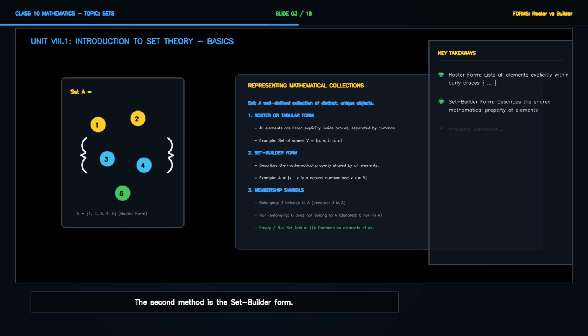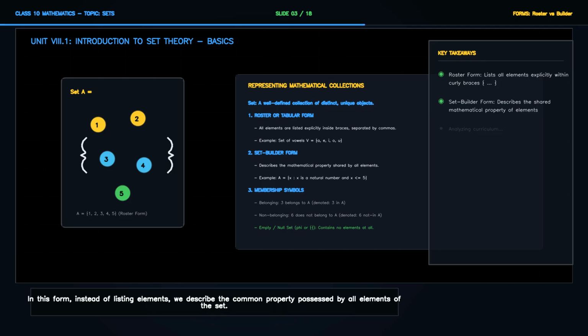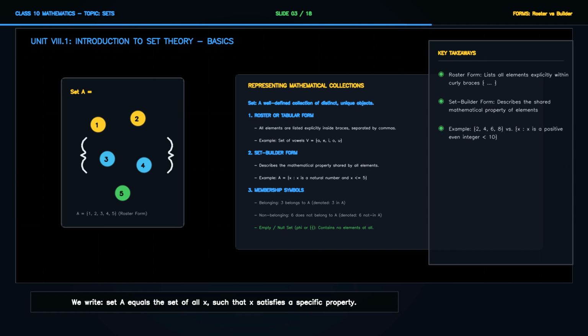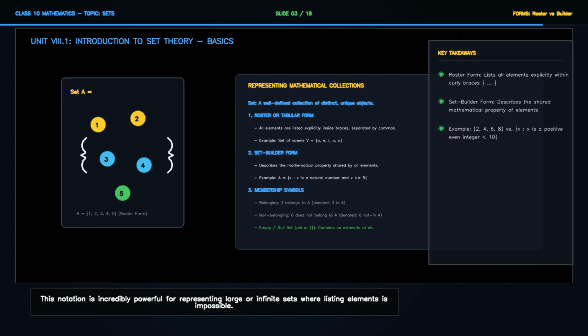The second method is the set builder form. In this form, instead of listing elements, we describe the common property possessed by all elements of the set. We write, set A equals the set of all x, such that x satisfies a specific property. For example, A = {x : x is a vowel in the English alphabet}. This notation is incredibly powerful for representing large or infinite sets where listing elements is impossible.